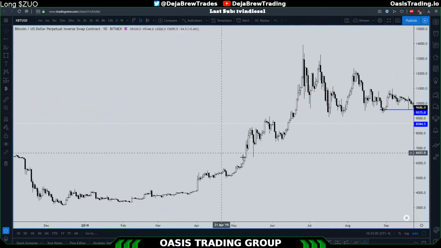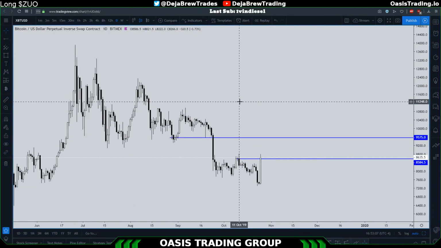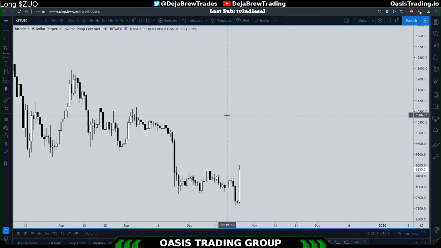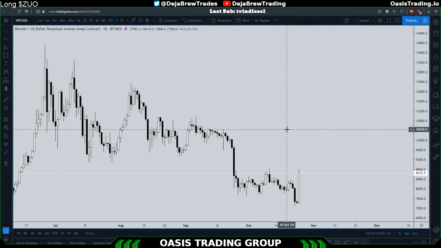Does that make sense to you guys? Does everything make sense so far? How to find the dojis, when to take the high, when to take the low, when are they support, when are they resistance?